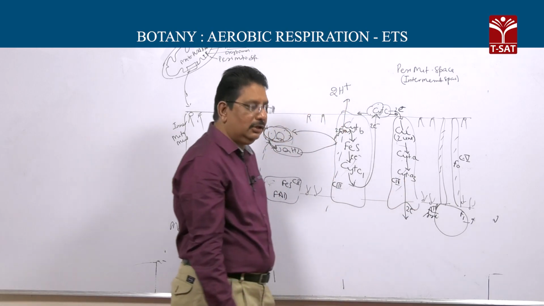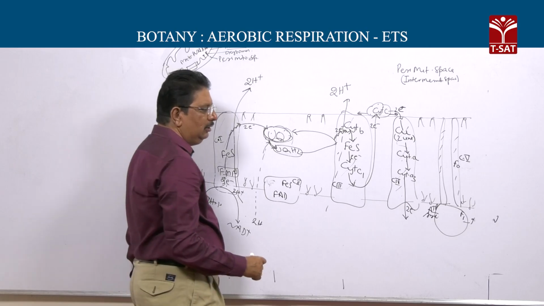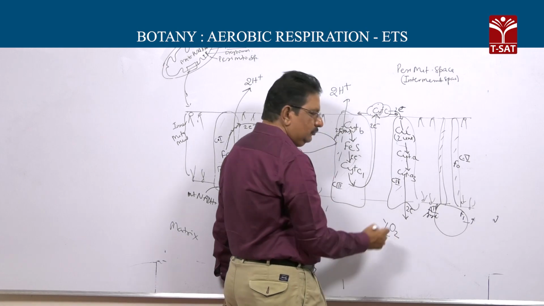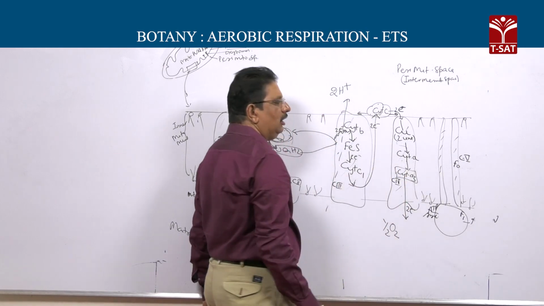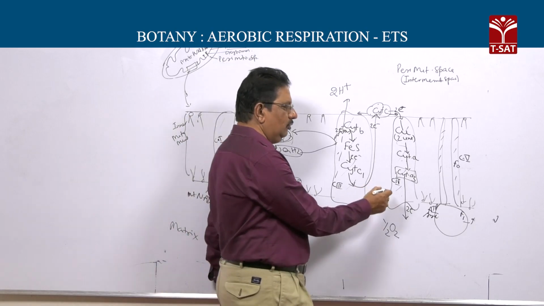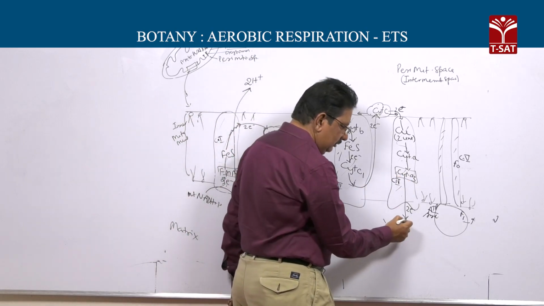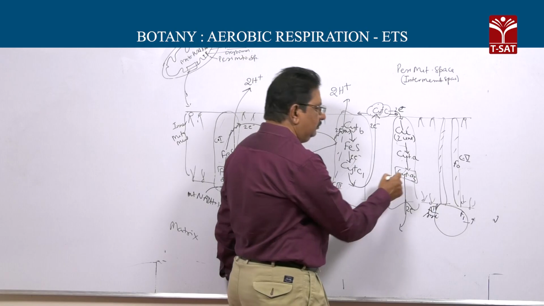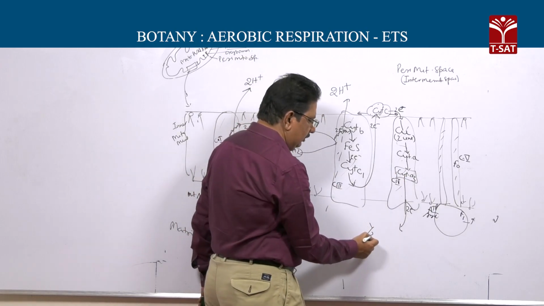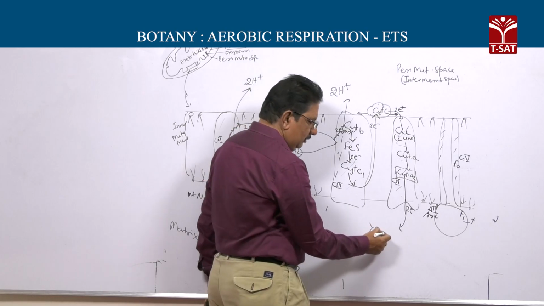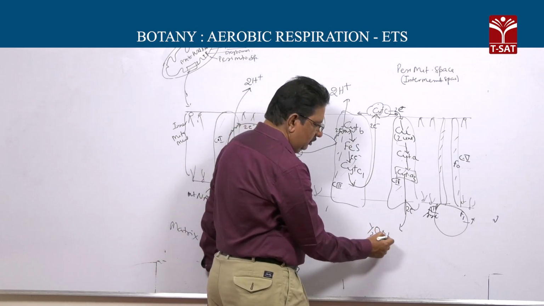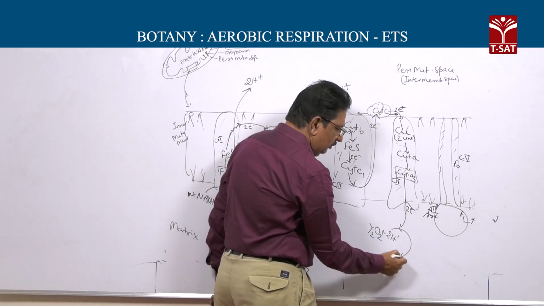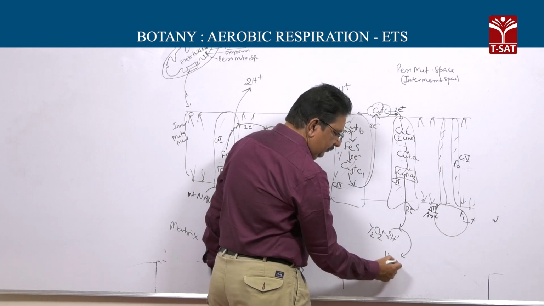Finally, the electrons of NADH of mitochondria are transferred to the oxygen atom by the last electron carrier complex, that is complex 4, with a compound cytochrome A3. So, the less energetic electrons from complex 4 are accepted by half an oxygen molecule, and 2 protons from the matrix together form one molecule of H2O.